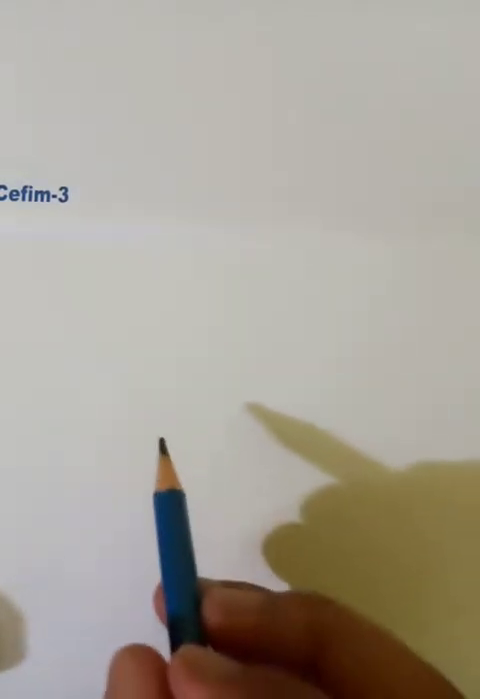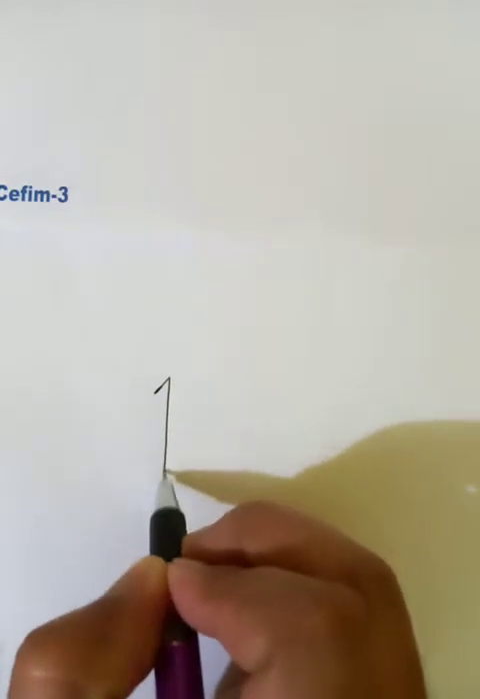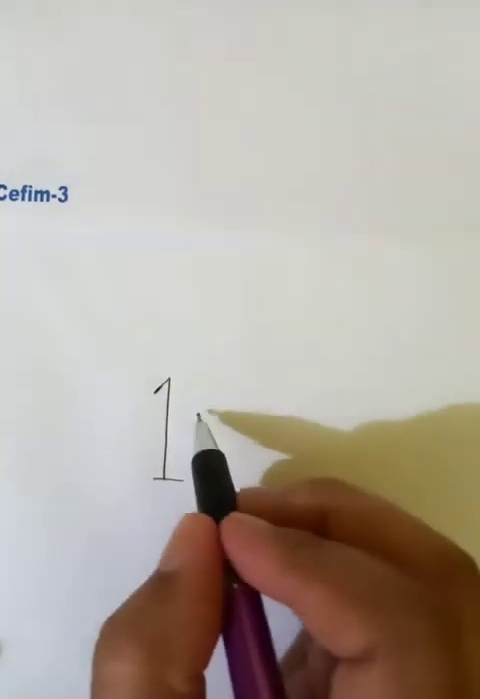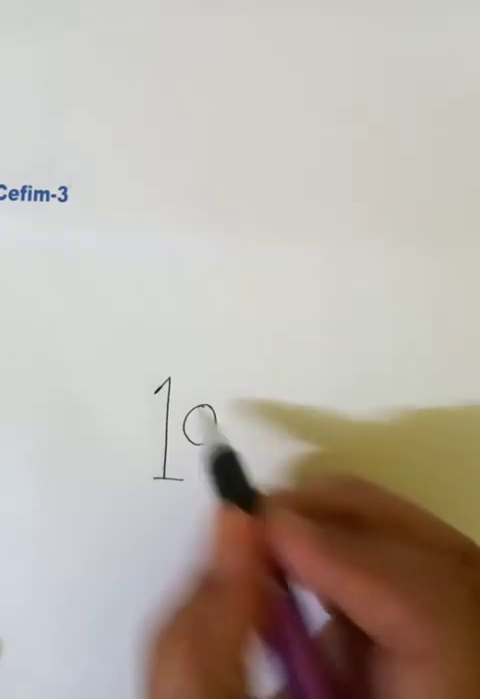Hi, how are you? Today we are going to draw a nice house from number 10. Let's draw number 10 first. This is 1 and this is 0.